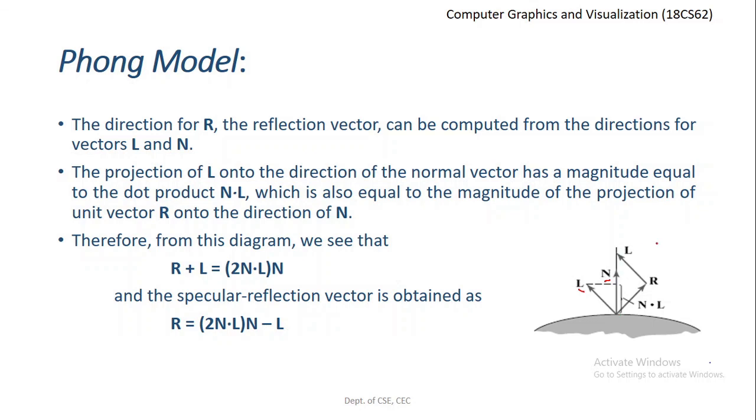So taking into account this particular diagram, we can observe that the sum of the vectors R plus L is equal to 2 times N dot L into N, and the specular reflection vector R is obtained as R is equal to 2 times the dot product of N dot L into N minus L. So this is the equation for the specular reflection vector. If we know the direction of the surface normal vector N and a vector L, which is a unit vector in the direction of the point source, this is the equation we can use to compute the direction of the specular reflection vector.